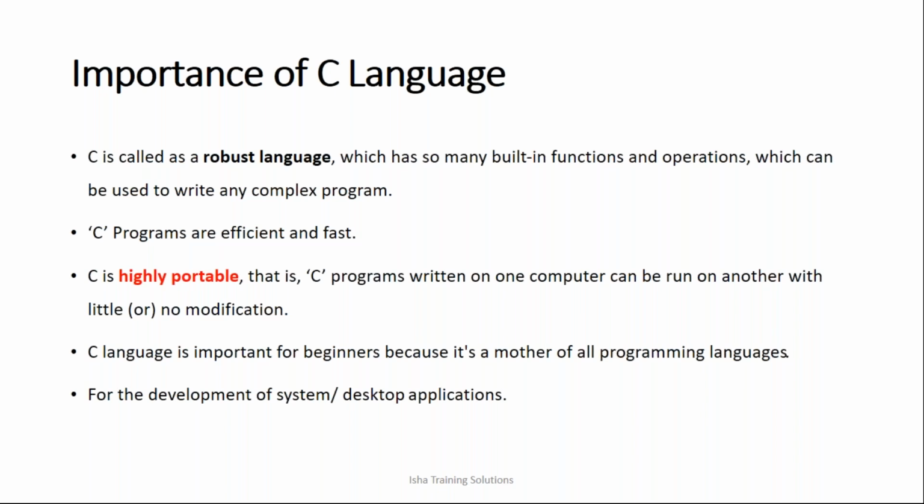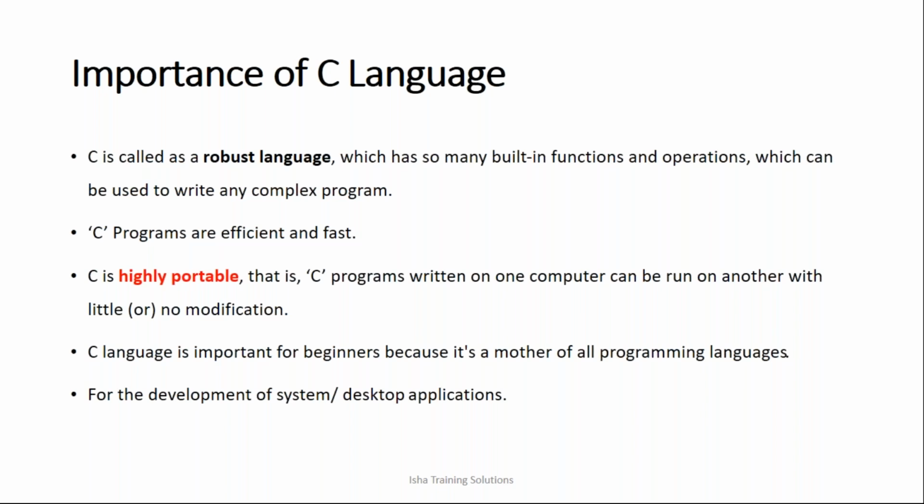So the C language is a combination of many functions and operations which can be used to write any complex program. We can write any sort of program. It is not the case that a particular task cannot be performed by writing a program in C. We can write any task that we want to perform by using the C programming language. C programs are efficient and fast.